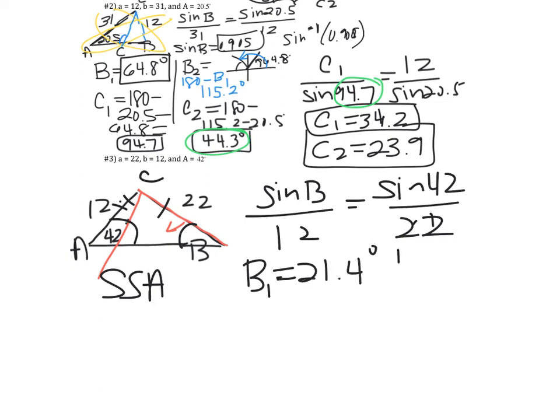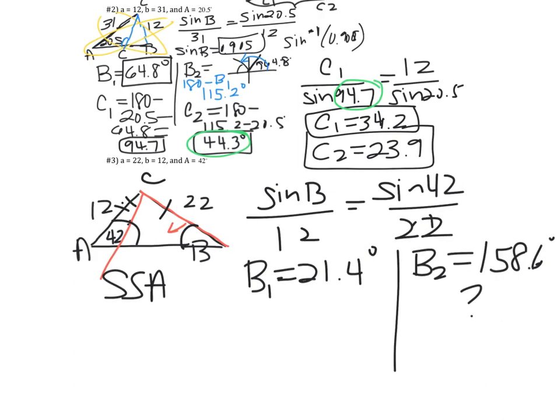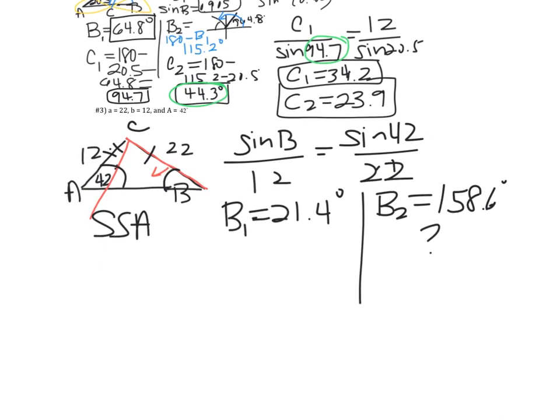Now, here's where I just kind of assume, if you can see there's only one answer, then just stop. I would see that there's only one answer in this triangle. I'd probably stop. But if you want to make sure, go and try and do B2. B2 is going to be 180 minus that answer, 158.6. Okay? So this is the question mark. Are there two triangles? And you can see right away that there won't be two triangles.